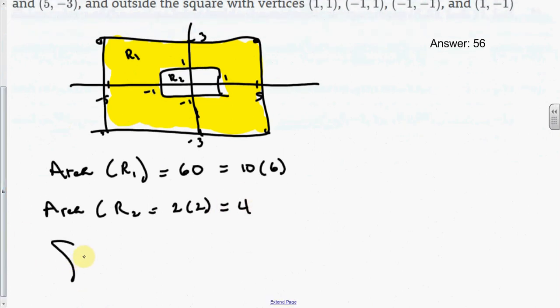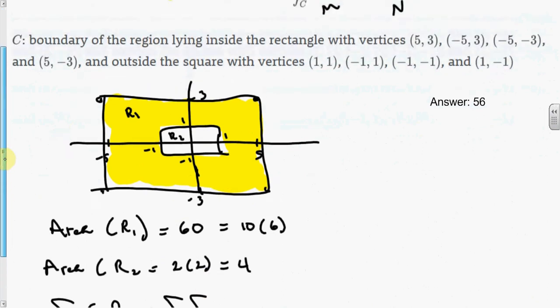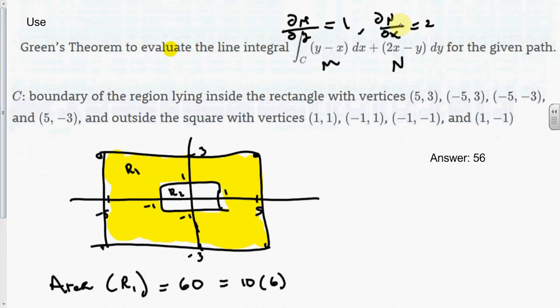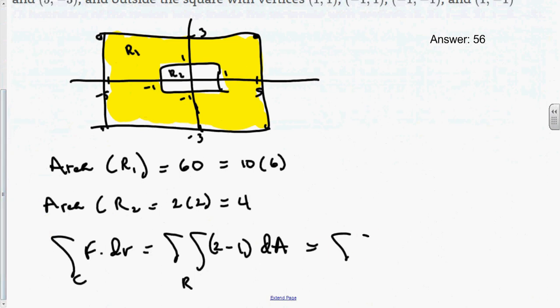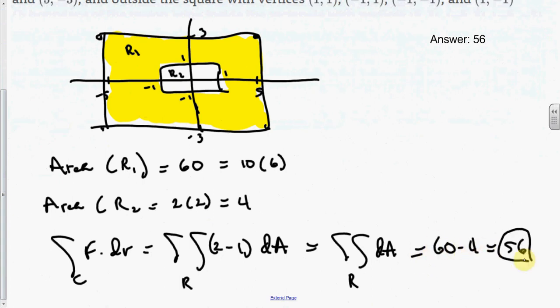So this line integral is equal to the double integral over the region. Those partial derivatives come out to be 2 minus 1, times dA. So this is the double integral over the region of the change in the area. The area changes from 60 minus 4, just get 56.